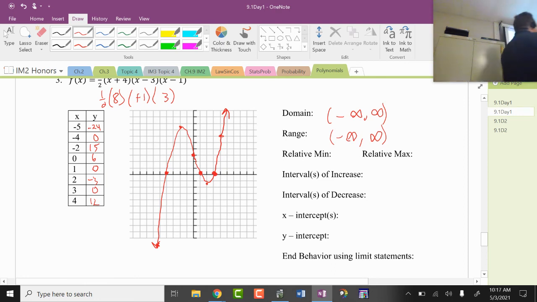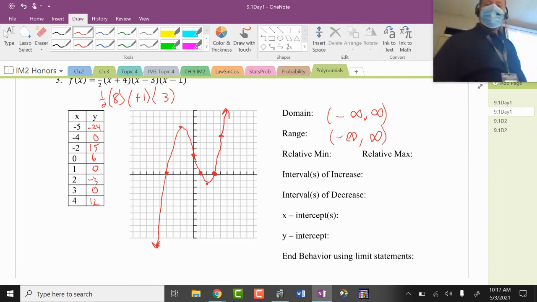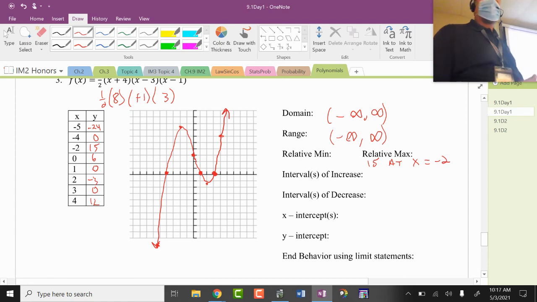Now, ballpark. We should actually go to the graphing calculator and type this and find the actual maximums and minimums. But from the points that I have here, -2, 15, 15 is a relative maximum. So we will say 15. I almost put that in the wrong spot. At x equals -2, that's the only one that I see right now. And then a relative minimum, the one that I see is 2, -3. So relative minimum is -3 at x equals 2.